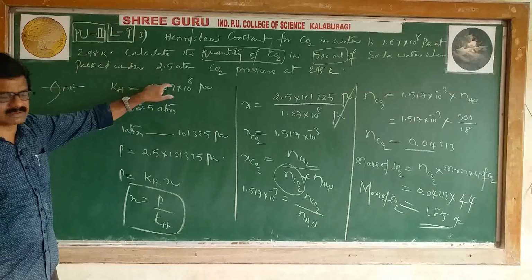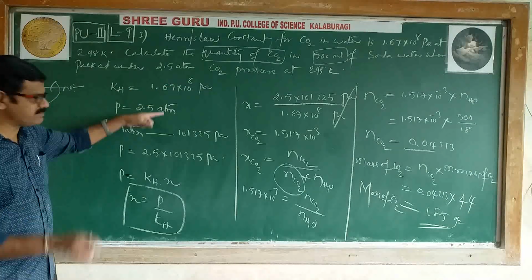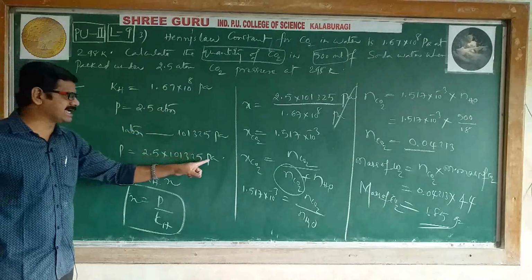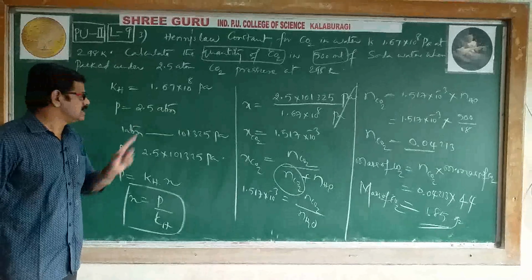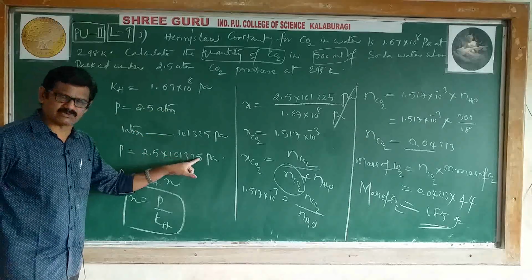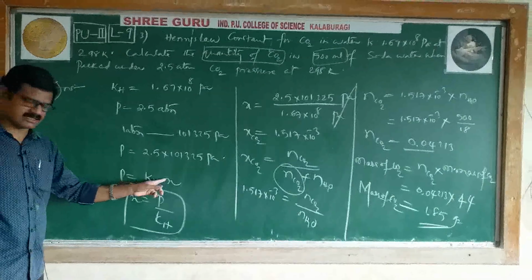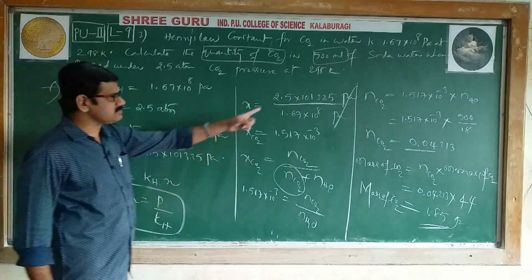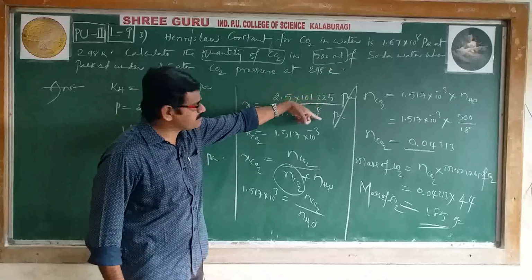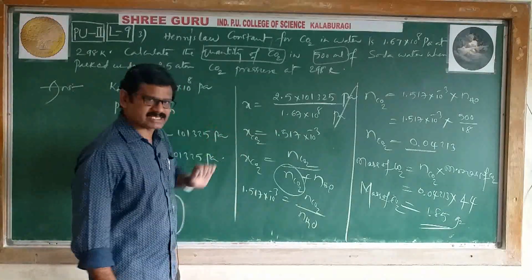Anyhow, KH is given, pressure is also given, but both units are different. I am converting into the same units. That's why I converted atmosphere into Pascal, because 1 atmosphere equals this many Pascal. So this value into 101.325, if you multiply, you will get Pascal. And our Henry's law is there. From that, mole fraction is P by KH. P is there and KH is also there, both in Pascal. If you cancel, you will get the mole fraction of carbon dioxide, of course.